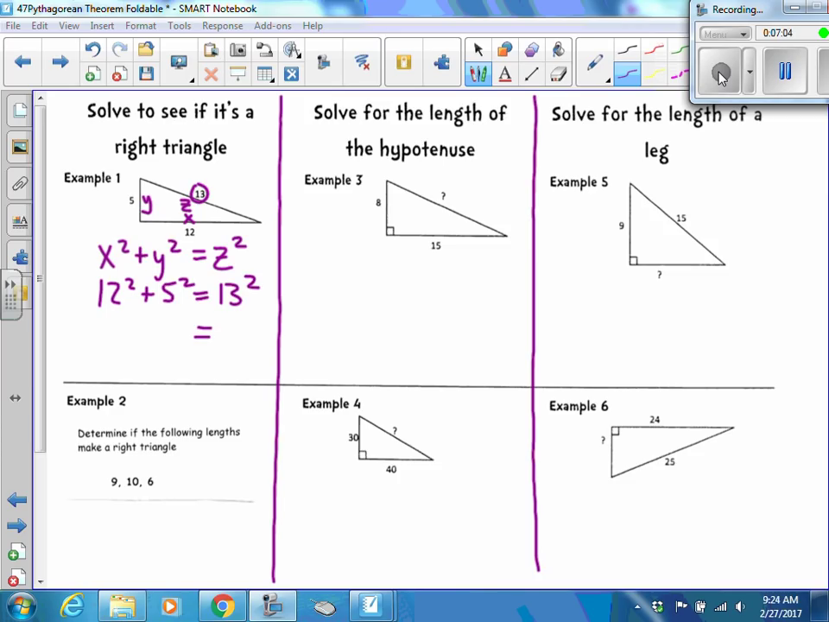And you're welcome to do that arithmetic in your calculator. 13 squared is 169, and then you would square the 12 and the 5 and add that together. And you get 169 as well. So if it checks out that the left and the right side are equal, we're going to say yes, that is a right triangle. So I think in the next example we might see the other situation when it doesn't work out.